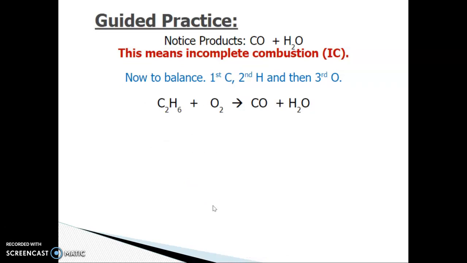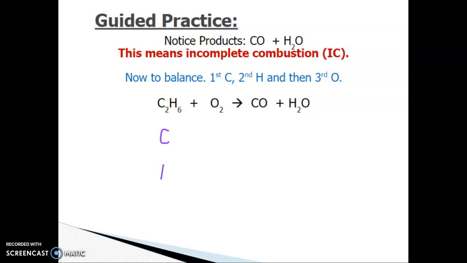Okay, so that was a complete combustion reaction. Now let's do an incomplete combustion. So in that last one, we knew it was complete because we had CO2 as our product. Now we're going to have CO, which is carbon monoxide. So same thing as we did before.